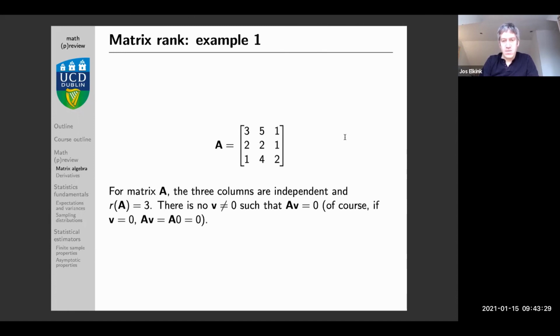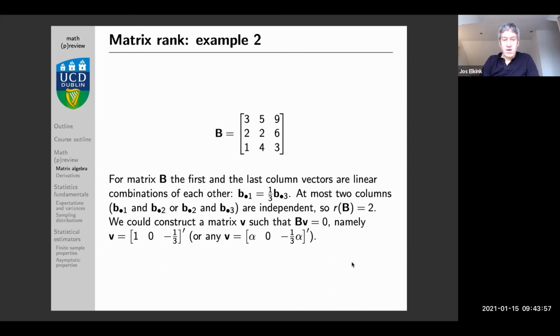So this is a matrix where the 3 columns are really independent. The rank is 3 and there are 3 columns. You cannot come up with a column V that results in a product being 0. So there is no V that you can post multiply A with where the result is a vector of zeros. Of course, if you multiply with 0, then yes, but that's not the point.